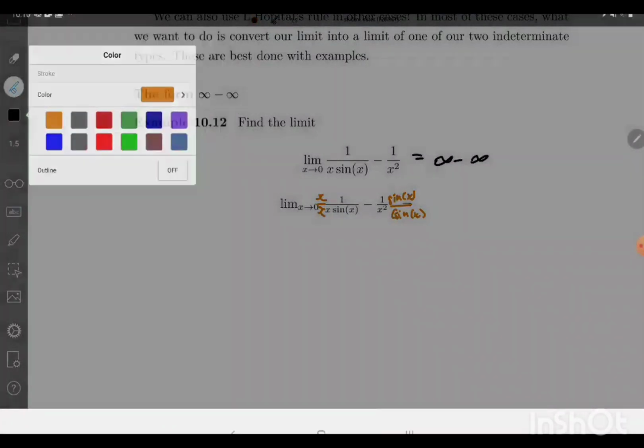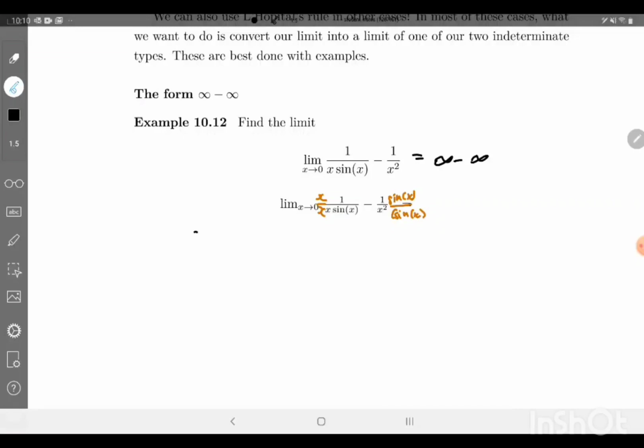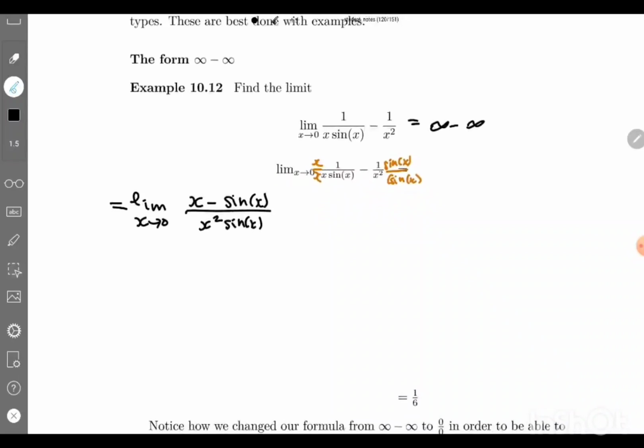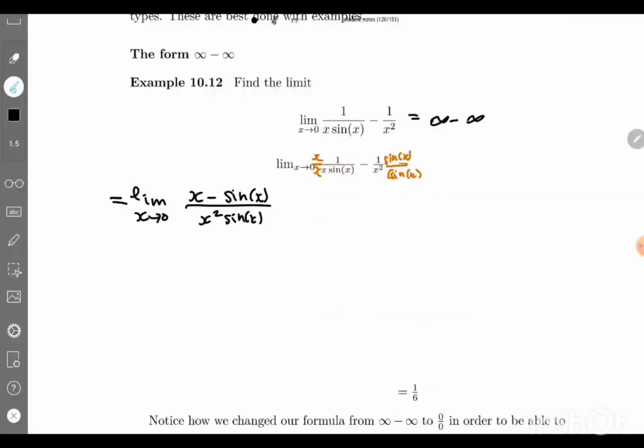And so we end up getting x minus sine of x over x squared sine of x. This is the limit as x goes to 0, and it's equal to that. Is that okay? So here if I plug in 0, I get 0 minus 0 divided by 0. So here I get 0 over 0.